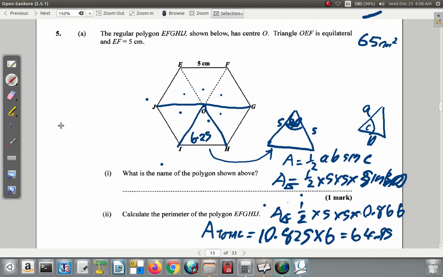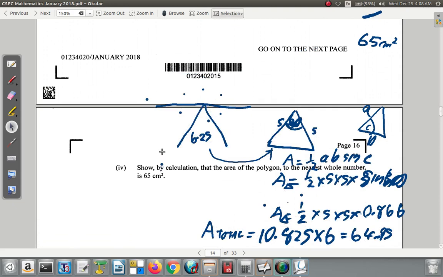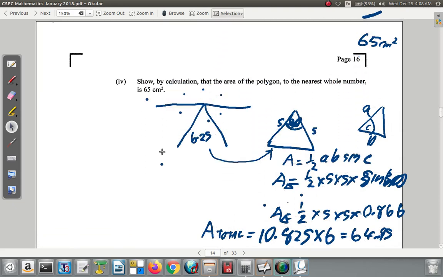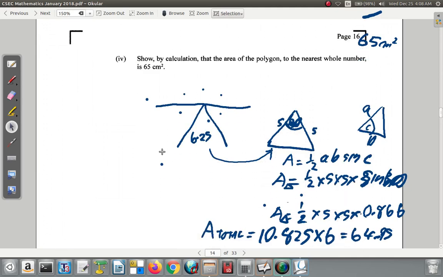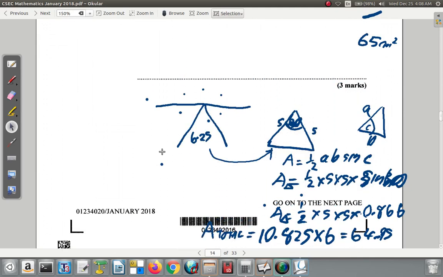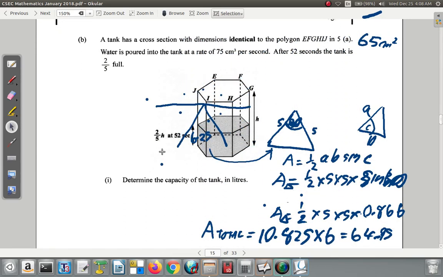Alright, but as I said, probably most people would think of using the Pythagoras theorem method because that's what they're familiar with. Alright, but whichever method you want to use to show it, it's up to you. Alright, to the nearest whole number is 65 because you would round 64.95 up to 65. Okay, so that's the end of 5a. 5b is talking about a tank and so on and so forth. Let's leave that until another time.